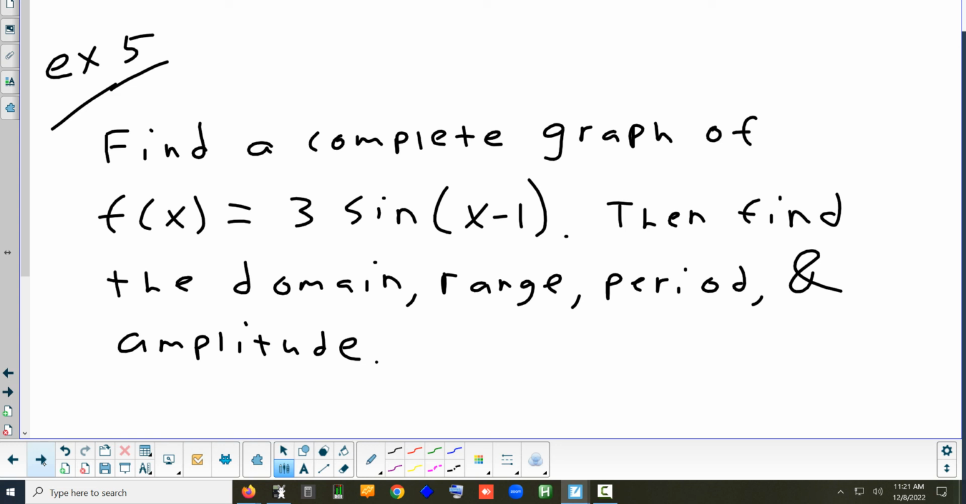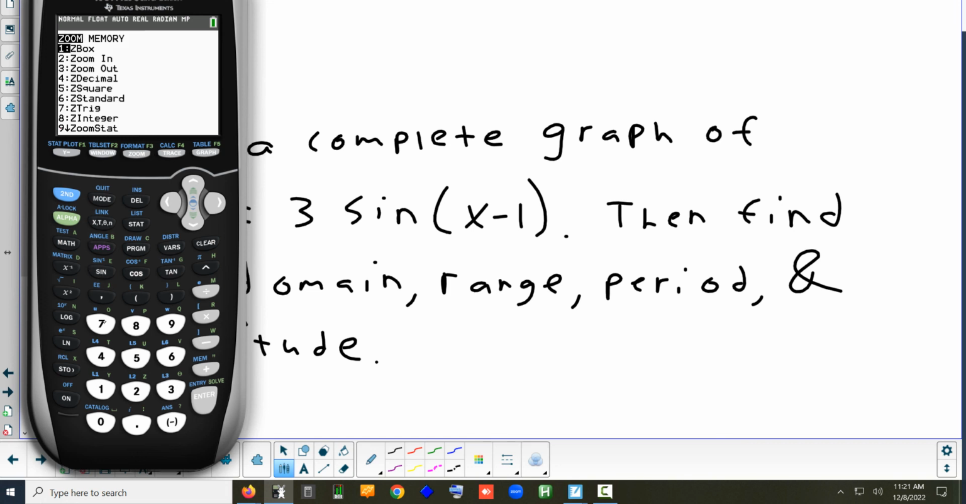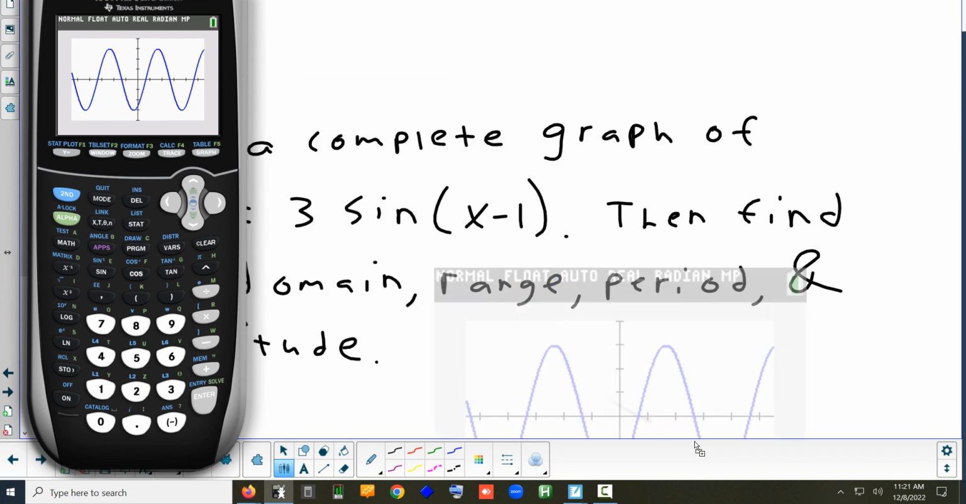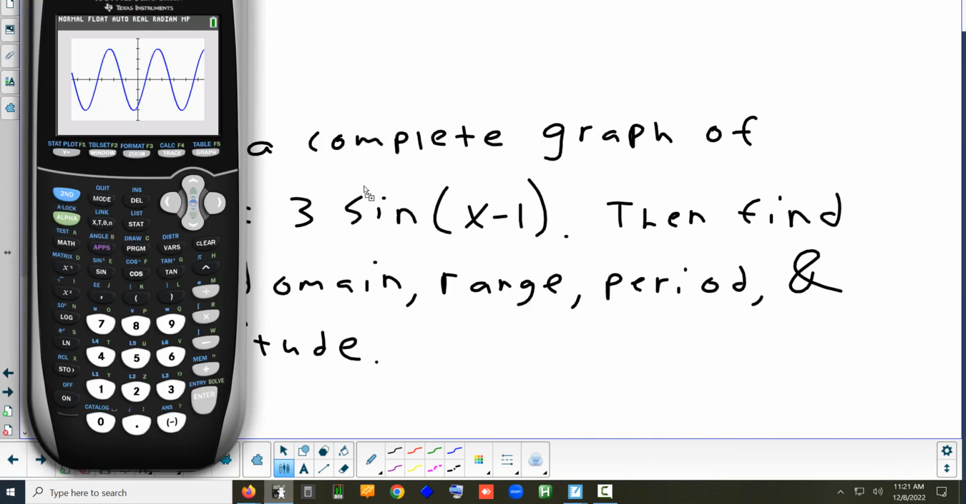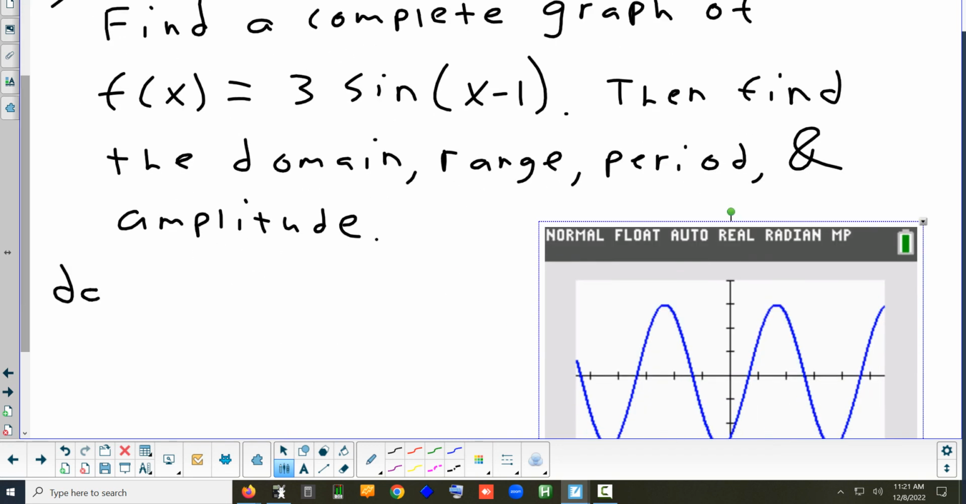All right, let's try this. Find a complete graph of 3 sine x minus 1. So 3 sine x minus 1. All right, and zoom 7 gives you a good enough picture of it. All right, so let's start with domain. It's always all real numbers for sine and cosine. So let's just write that.